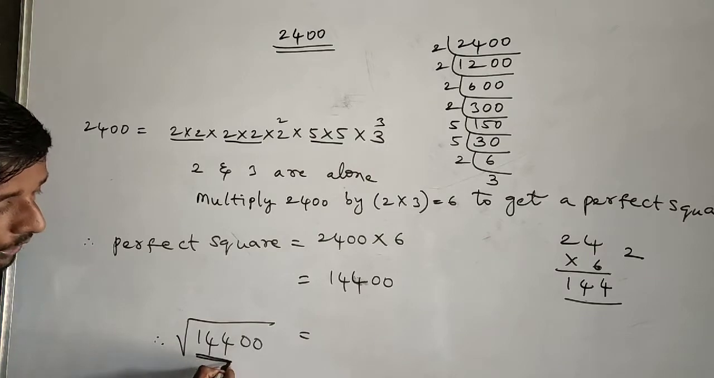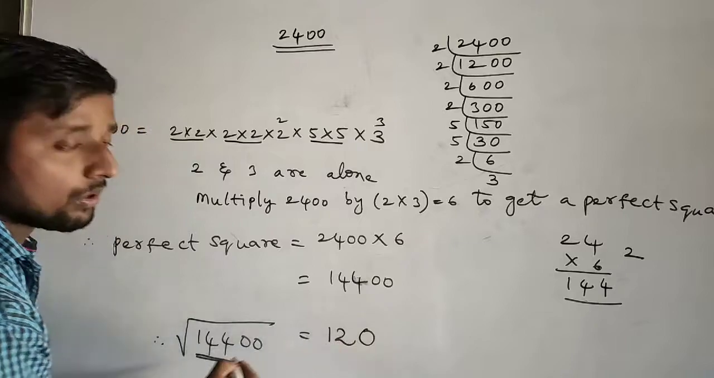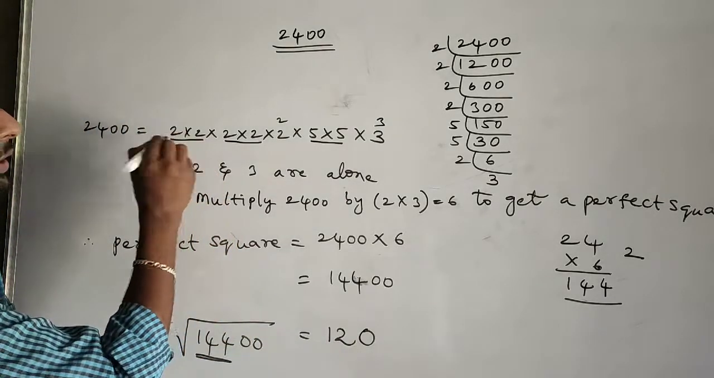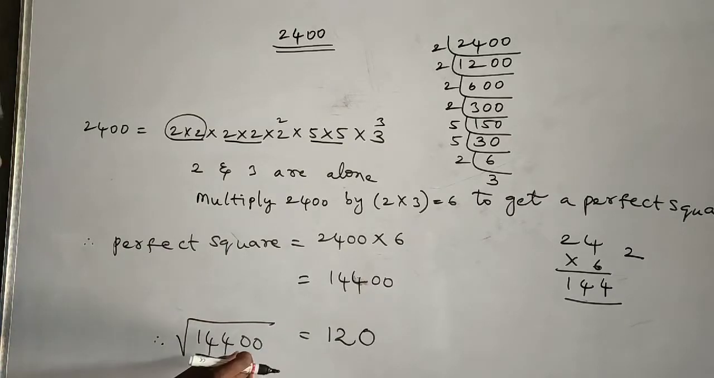Therefore the square root of 14400. As I know the square root of 144 is 12, and for every 2 zeros we take 1, because when the square root applies, for every 2 same numbers we take only 1. In the same manner, for 2 zeros I have taken only 1 zero. Okay.